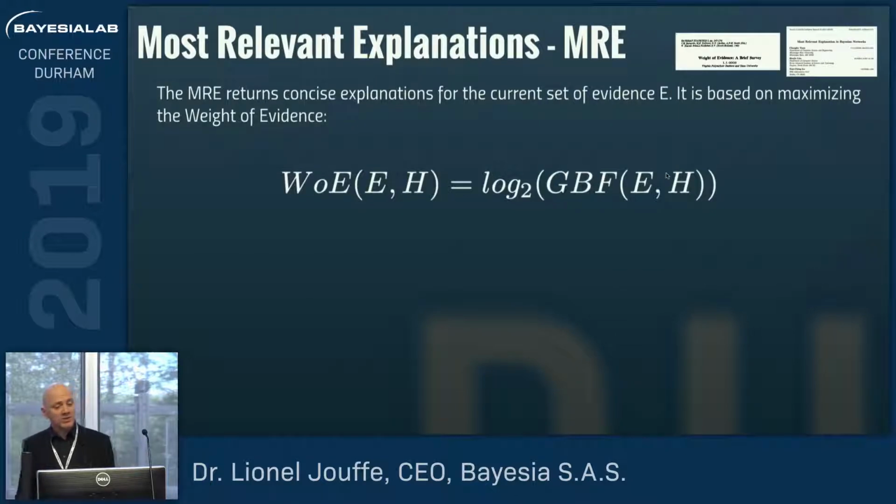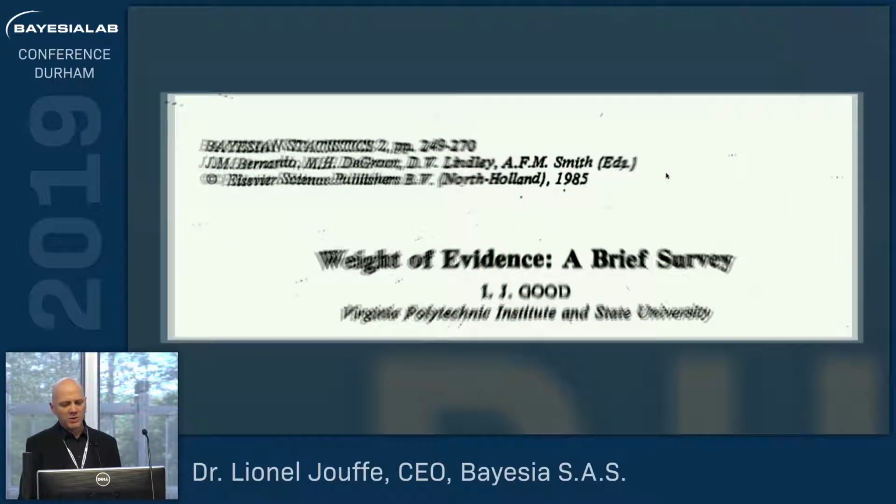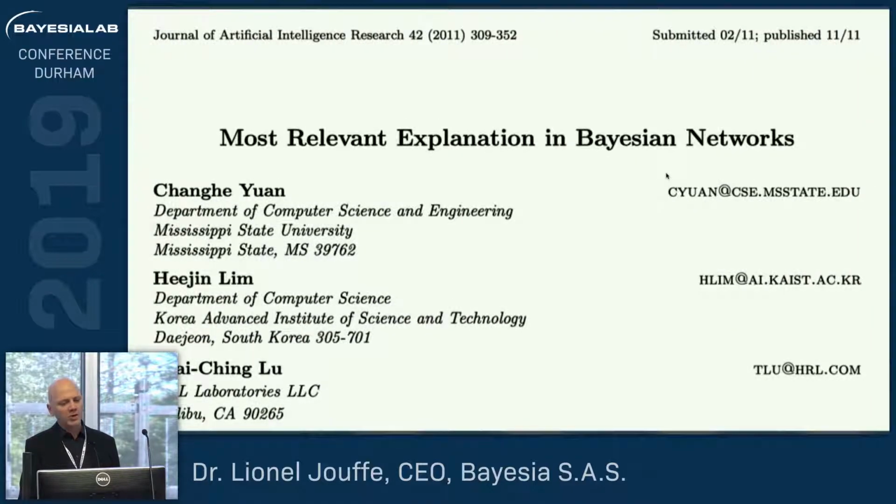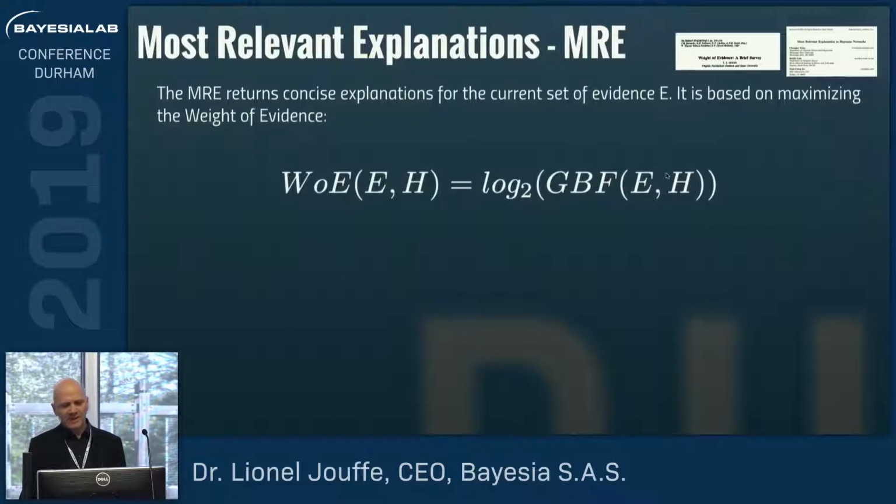And this leads me to the new feature that we call the Most Relevant Explanation, so MRE. And this is not something we have created. The weight of evidence is quite old, 85, right? So the work from Good. And the article we used for that was the one from Yuan, Lim, and Lu, published in JAIR in 2011. And so here the idea is to return the most concise explanation for one current set of evidence.